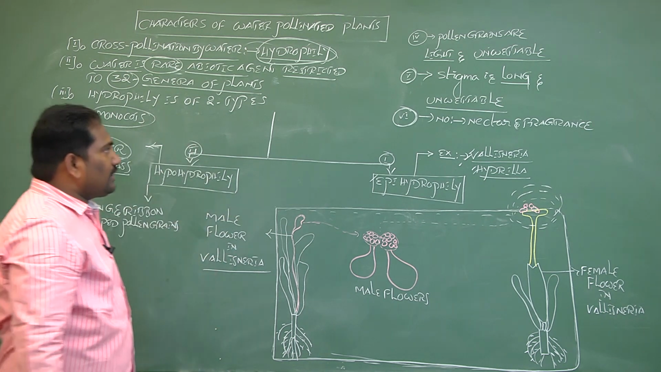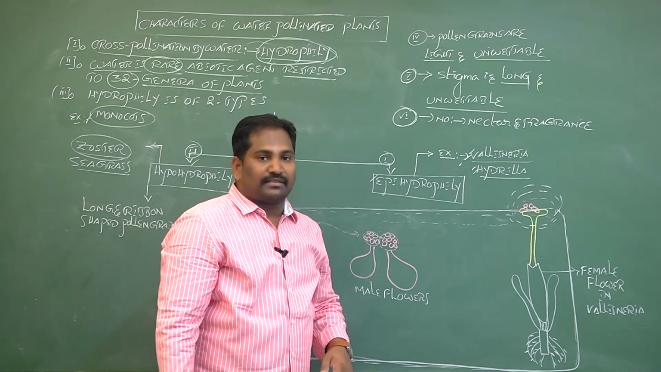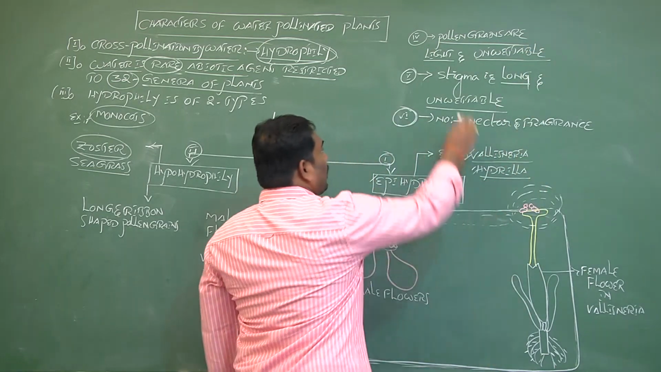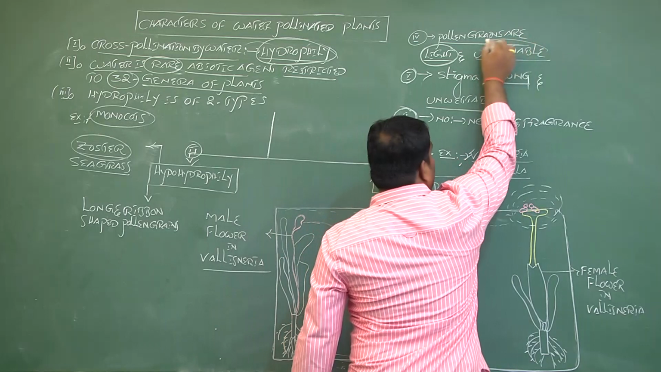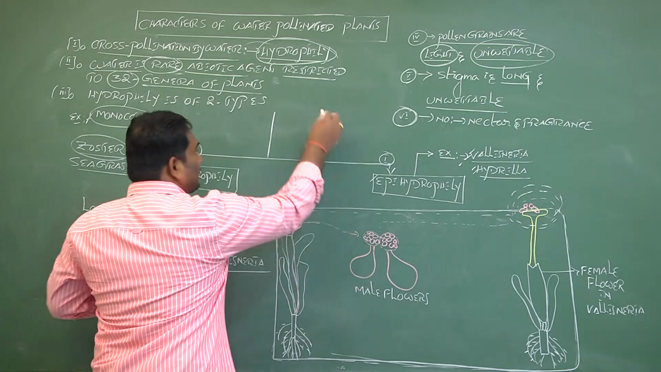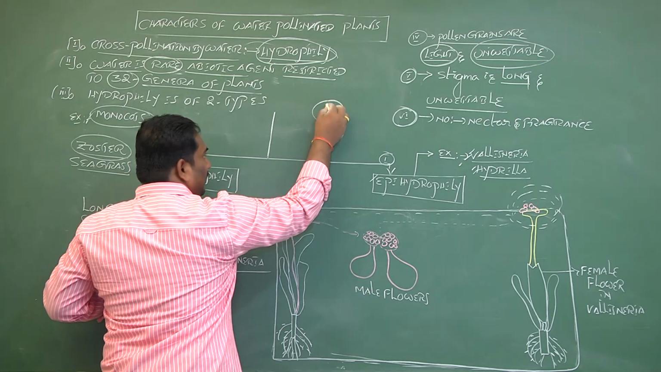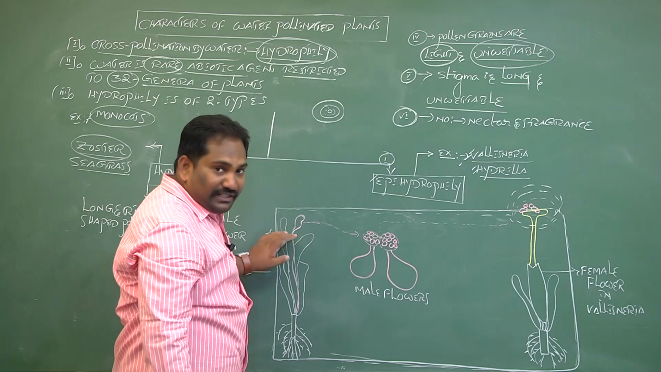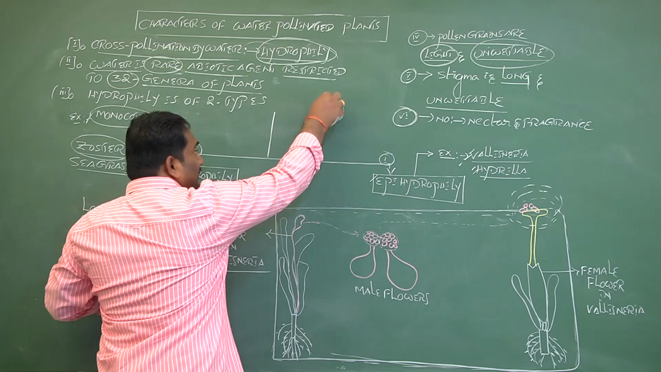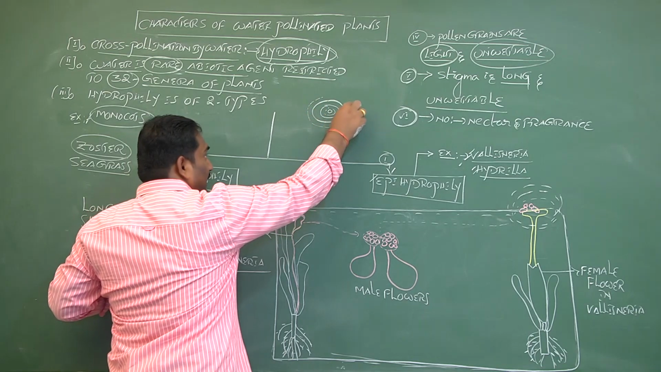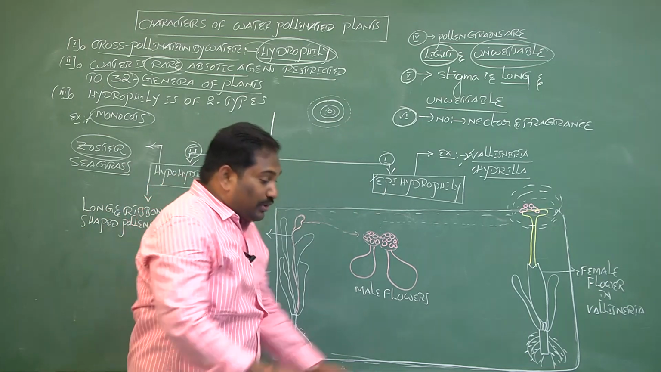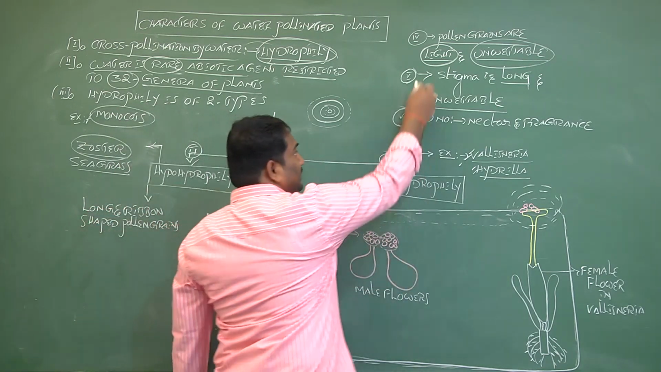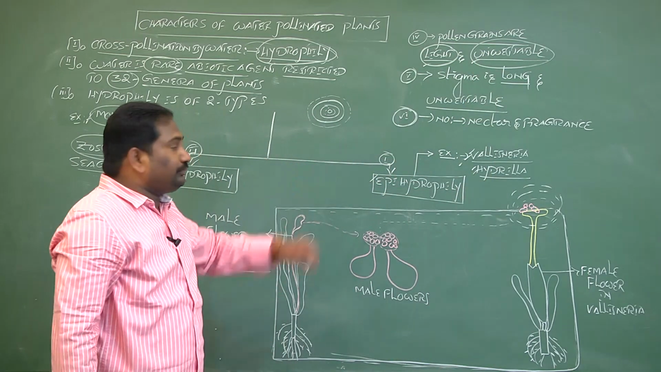And the fourth characteristic feature of water pollinated plants is that pollen grains are lightweight and unwettable. For example, this is the structure of a pollen grain. Each pollen grain has two wall layers, outer exine and inner intine. In water pollinated plants, the pollen grain is surrounded by a gelatinous sheath protecting it from getting wet. So that's why the pollen grains are light and unwettable.